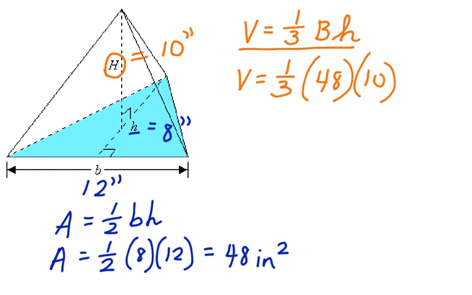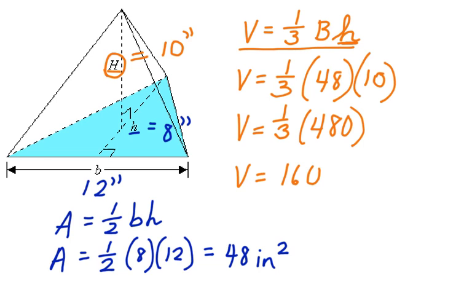Don't get confused because the formula has a little h and this one has a big H. Know that whatever this h is in the formula for volume, we're talking about the height of the pyramid. Now we have volume is equal to 1/3 of 480. The volume is equal to 160 inches cubed. This is our answer, and our work is complete.